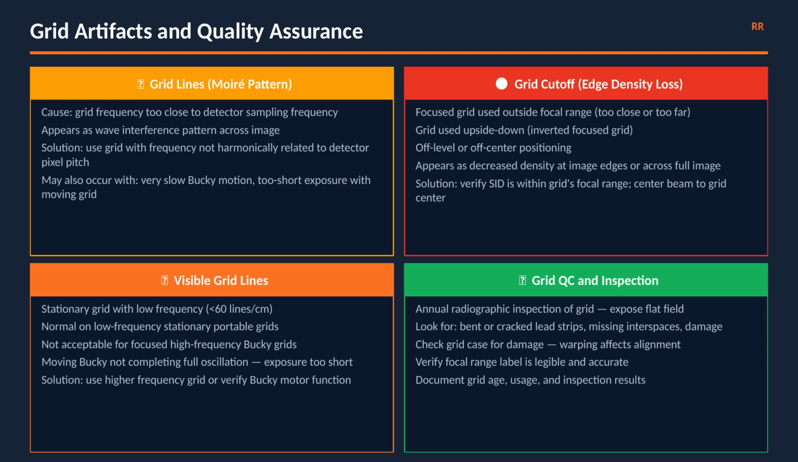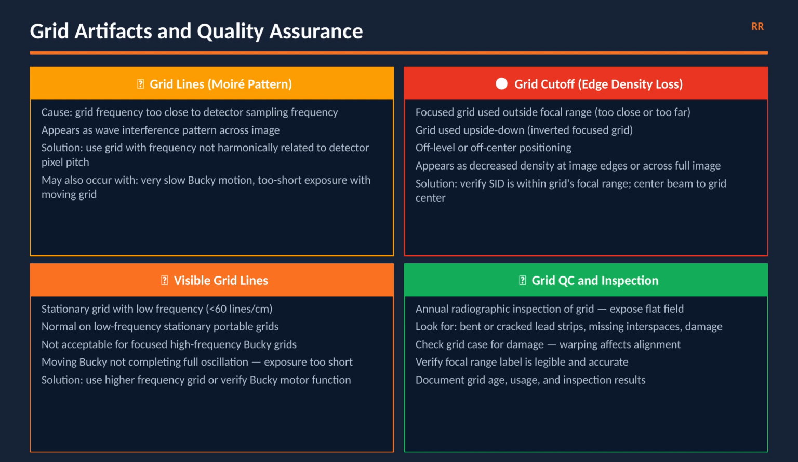Grid cutoff at the image edges, decreased density at both lateral edges. Cause: focused grid used outside its focal range, most common, or the grid is inverted. Fix: verify SID is within the grid's labeled focal range. Check grid orientation; focused grids have a labeled tube side.